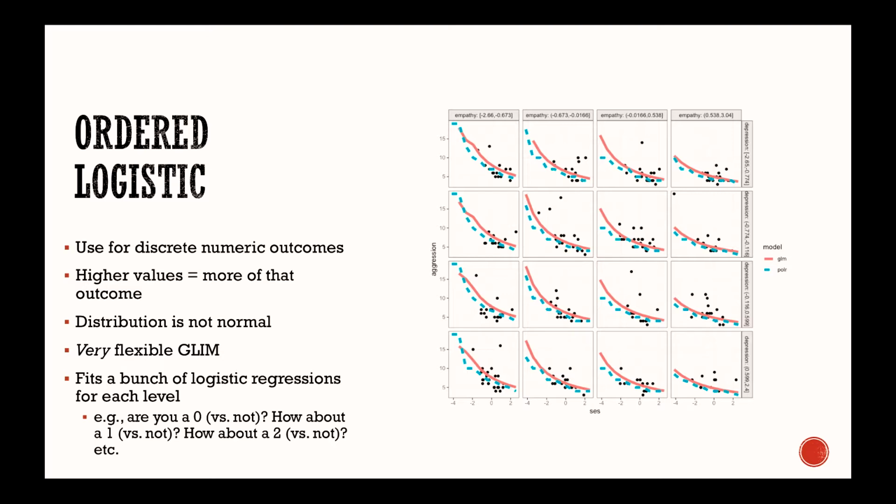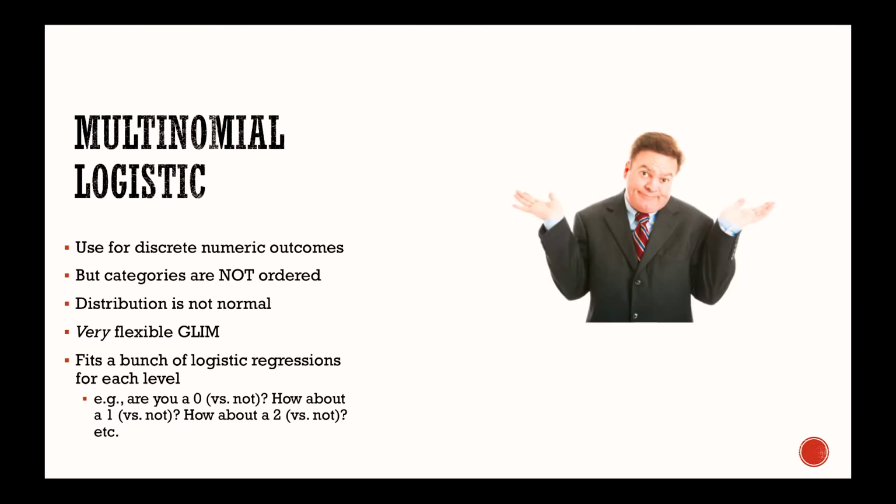So on the right here is an example of looking at the relationship between socioeconomic status and aggression for various levels of empathy and depression. And I'm just overlaying the predictions of the GLM. In this case, it was a gamma. I should probably change that in the Pfeiffer function to be a little more specific than just saying it was a generalized linear model. Anyway, the red is the gamma and the blue is the ordered logistic. Oftentimes they will be similar, but like I said, the ordered logistic is more flexible.